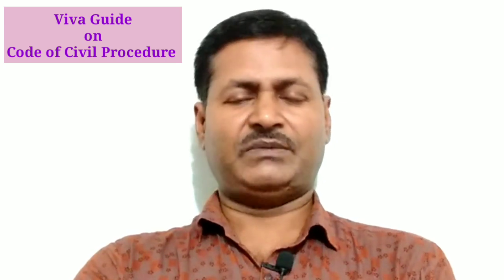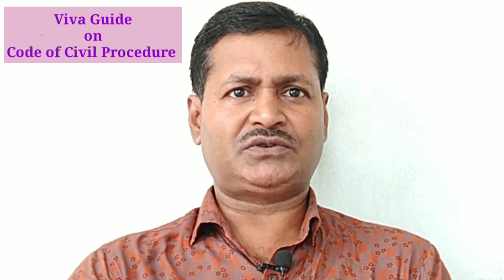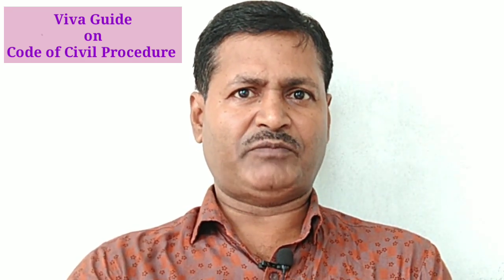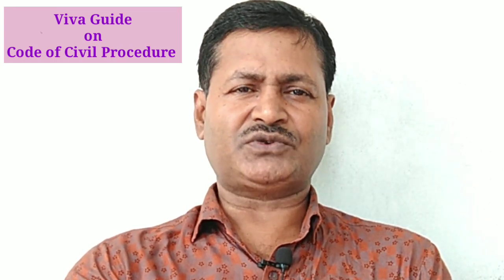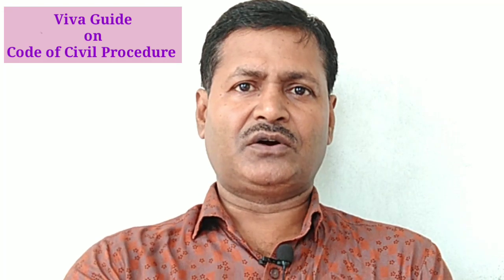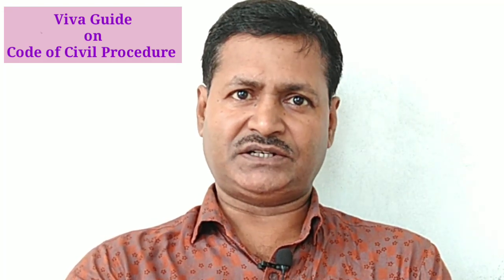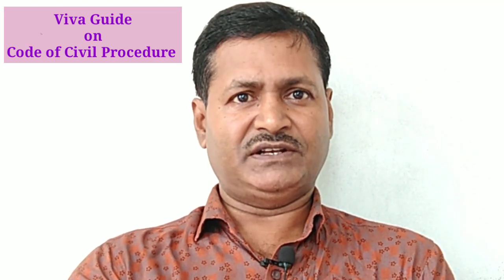Answer: According to Order 9, Rule 6, Sub-Rule 1 of the Code of Civil Procedure, where the plaintiff appears and the defendant does not appear when the suit is called on for hearing, then Number A, if it is proved that the summons was duly served, the court may proceed ex parte. Number B, if it is not proved that the summons was duly served, the court shall direct a second summons to be issued and served on the defendant.